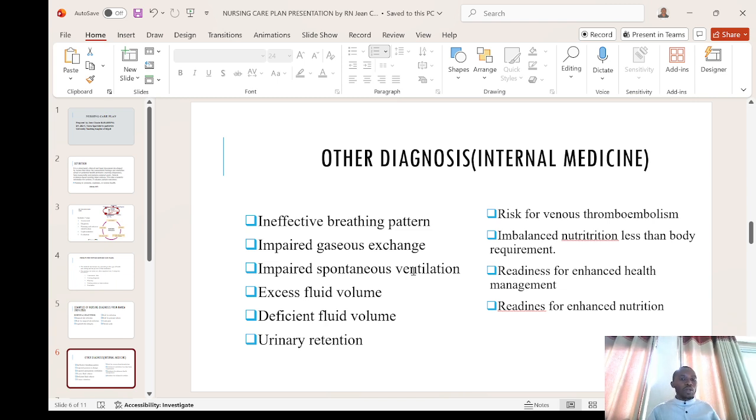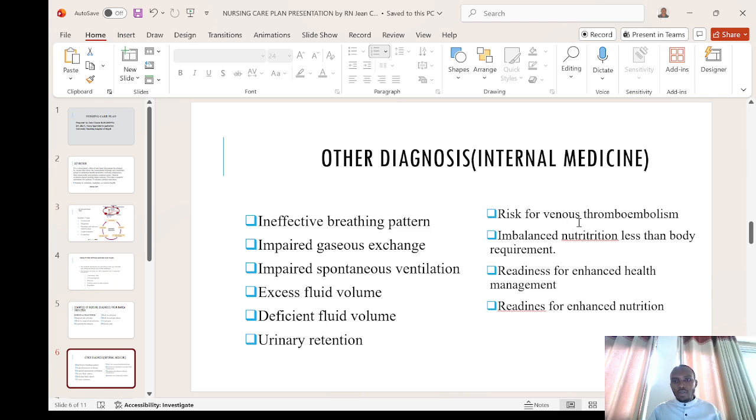Excess fluid volume, like when someone is having an edema and you want to administer diuretics, or you want to administer drugs that can increase the oncotic pressure, like human albumin, this excess fluid volume can be better used. Deficient fluid volume, like when someone is dehydrated and you want to administer IV fluids, this can also be better. Urinary retention, like you've done assessment and physical examination, and you find that the bladder is distended, and you decide to insert a Foley catheter.